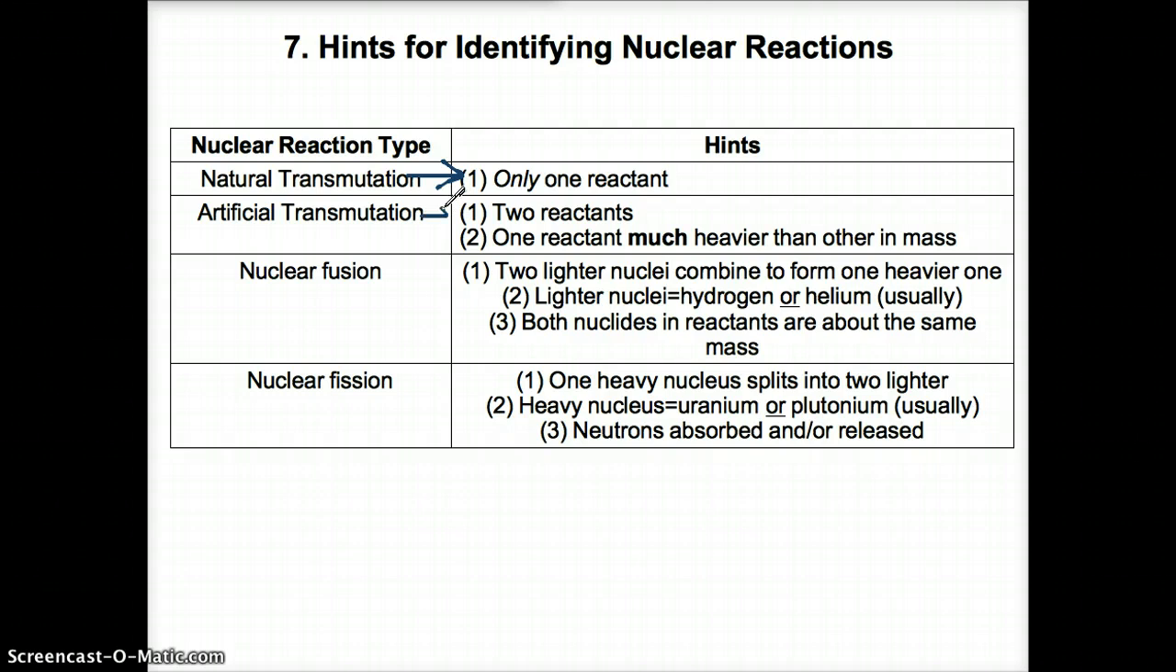Artificial transmutations are identified based on two indicators: first of all, there are two reactants that form a new element or elements, with one reactant being much heavier than the other in mass. Okay, and fusion is identified by three indicators.